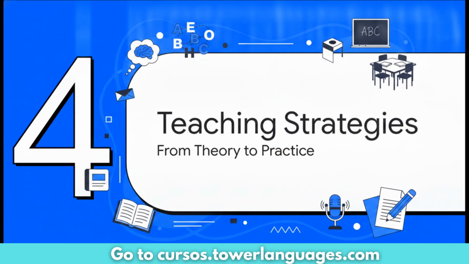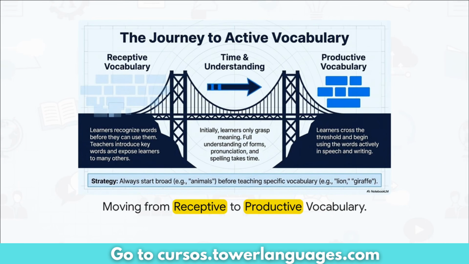Section 4. Classroom Teaching Strategies, from Theory to Practice. Here's a golden rule. Learners will always recognize words. That's their receptive vocabulary, long before they can actively use them, which is their productive vocabulary. As a teacher, you basically have to guide them across this bridge.